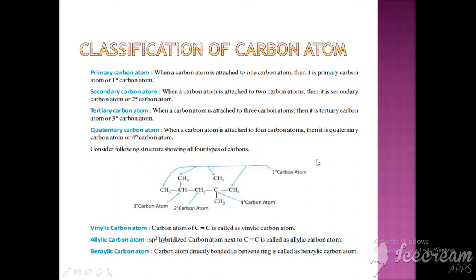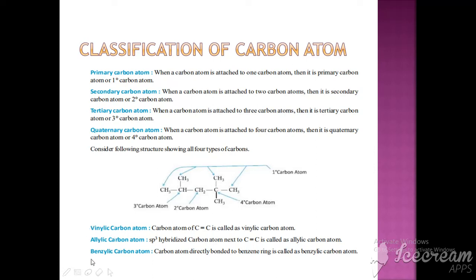Consider the following structure. Let us see an example over here. Here we can see that this carbon is attached to 1, 2 and 3 carbons, so it is a 3rd-degree carbon. This carbon is attached to 1 and 2, so it is a secondary carbon. This carbon over here is attached to 1, 2, 3 and 4, so it is a 4-degree carbon, and similarly a 1st-degree carbon.